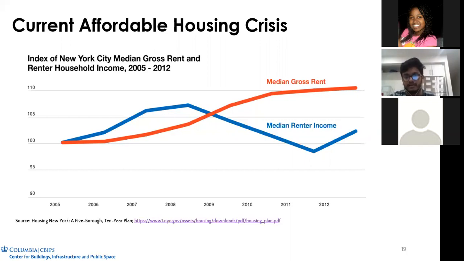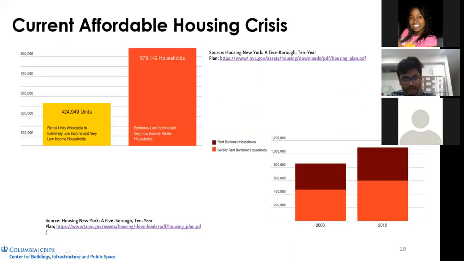Next slide. The graph on the left-hand side signifies the supply-demand gap for extremely and very low income renter households. The yellow bar suggests that around 420,000 households are affordable to these groups of people, and there's a demand of almost 980,000 households, which is almost twice the supply.